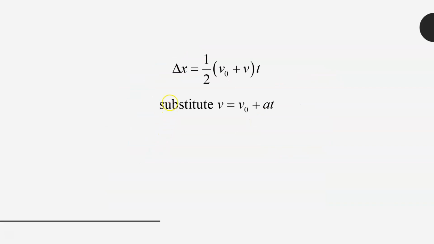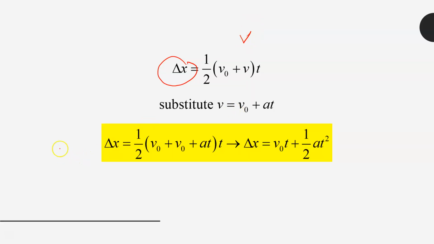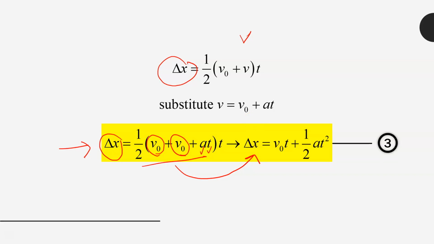We can make a substitution in our result for delta x using our equation for v. We get our third kinematic equation, which is this one. So as you can see, delta x is the change of distance, this is the initial velocity, this is our constant acceleration, and this is t. So eventually it will become just like this equation. So this is our third kinematic equation.